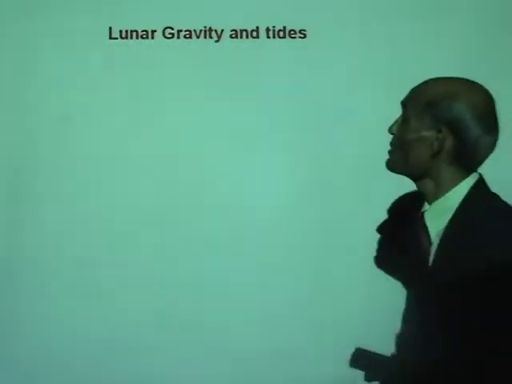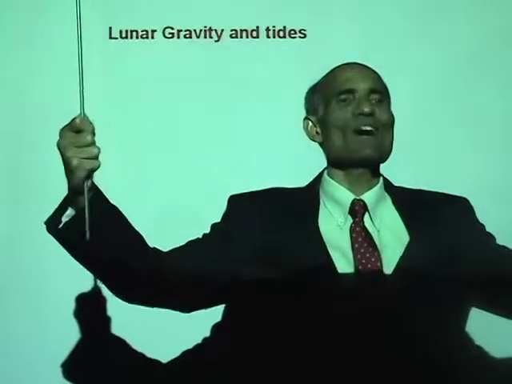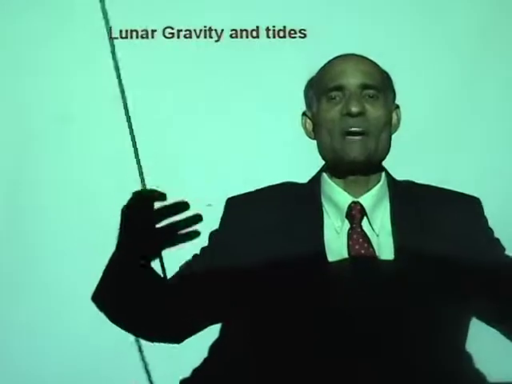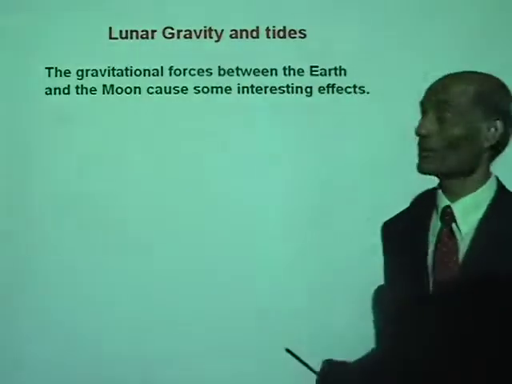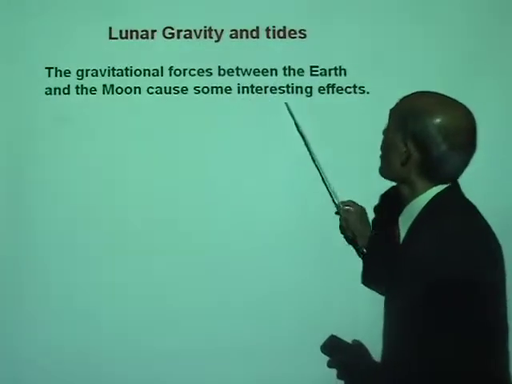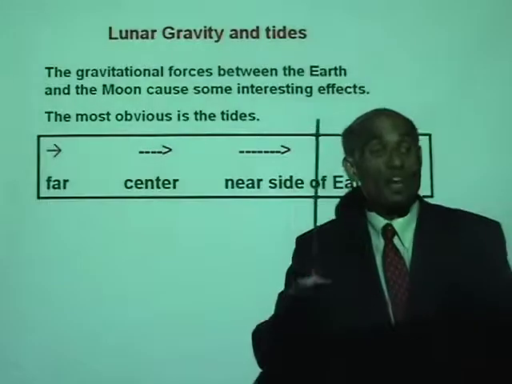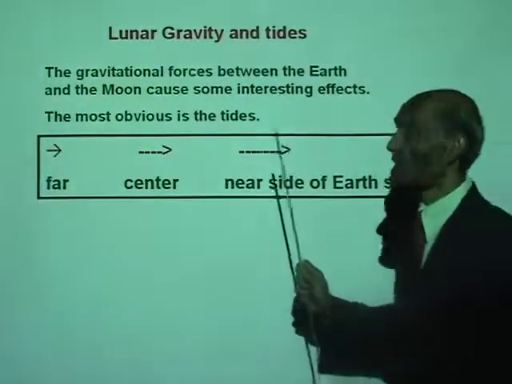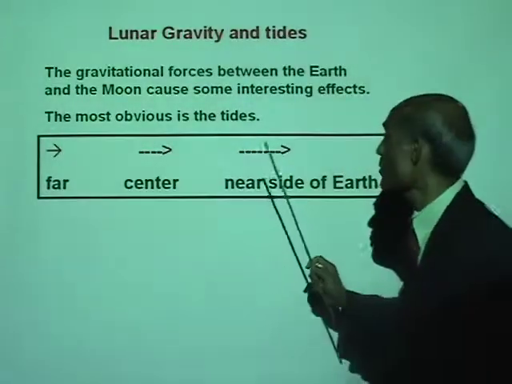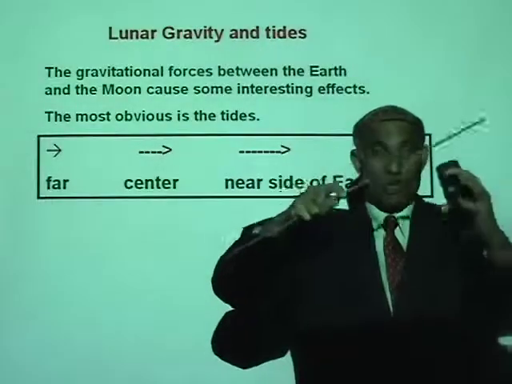Let's now talk about lunar gravity and tides. Tides on the earth are produced by the gravity of the moon. The gravitational forces between the earth and the moon cause some interesting effects. The most obvious are the tides. You see, the gravity produced by the moon is felt much more strongly on the closer side of the earth.